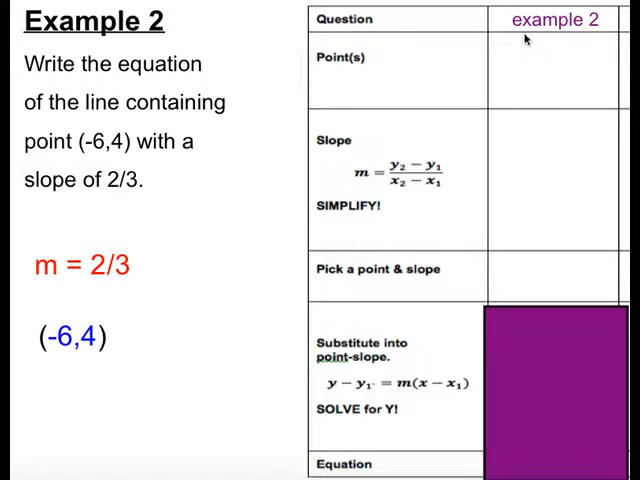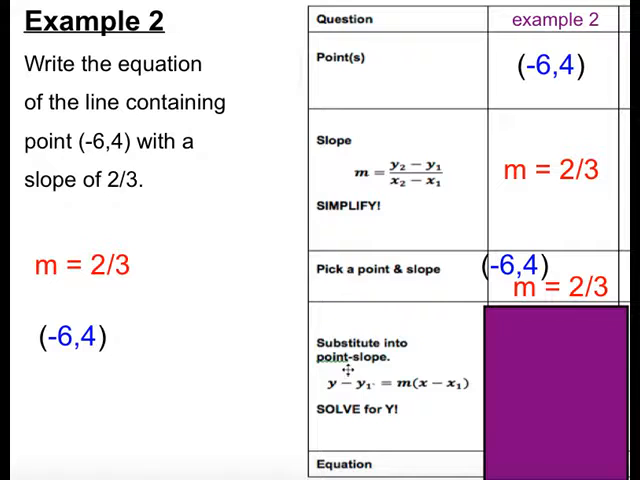So I repeat the process just like before. This is example 2. I'm going to put my point in, and I know it seems repetitive, but it's good practice. I'm going to put my slope in, and then I know that I need both of those pieces in order to calculate the equation of my line. It says once again substitute into point slope, which I have the formula right here, and solve for y.